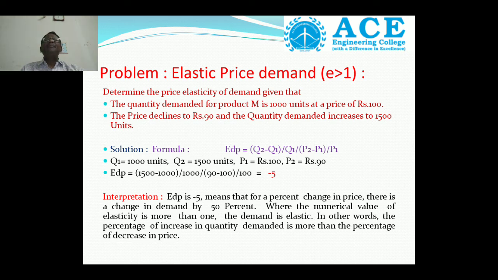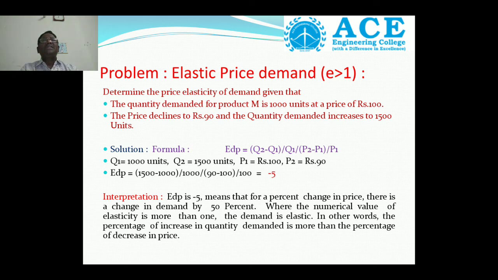First I am reading the question. Try to understand the problem. What are the variables they have given? What should we find out? Then how to find it, what is the formula? Determine the price elasticity of demand given that the quantity demanded for product M is 1000 units at a price of rupees 100. In the first statement, the quantity demanded for a particular product is 1000 units and the price is 100.